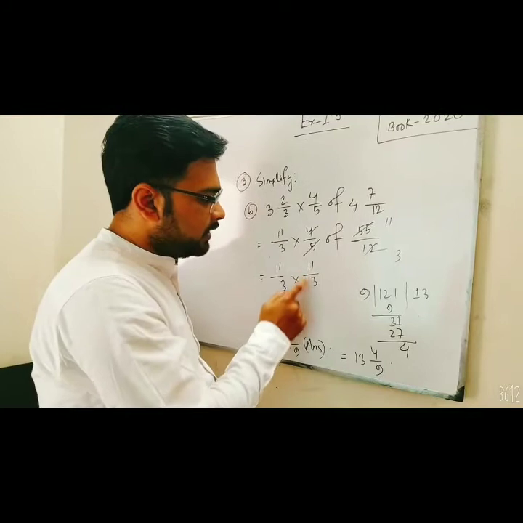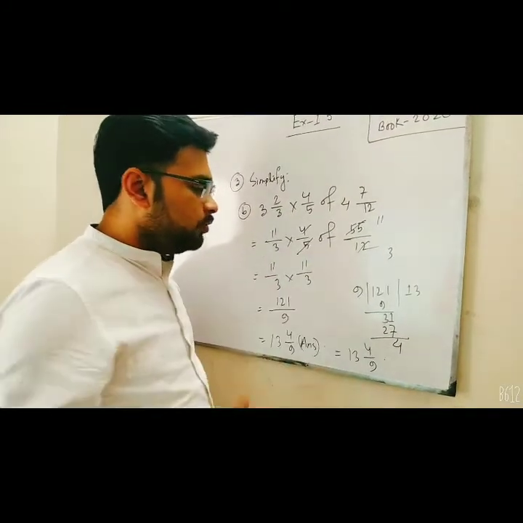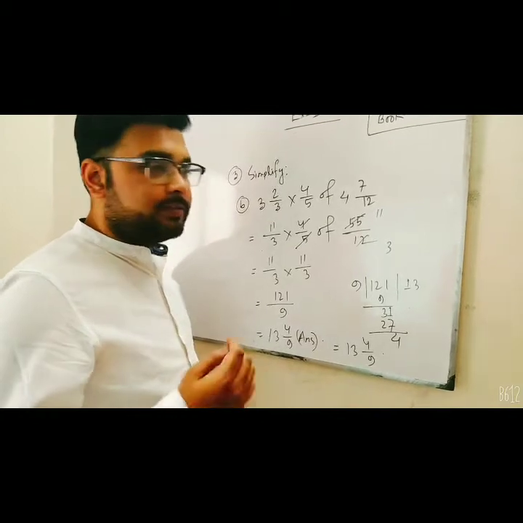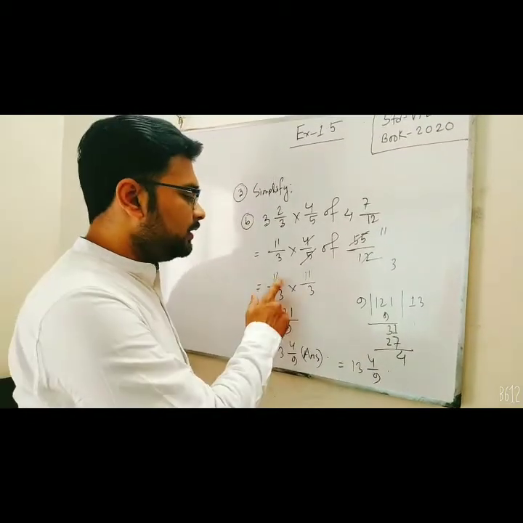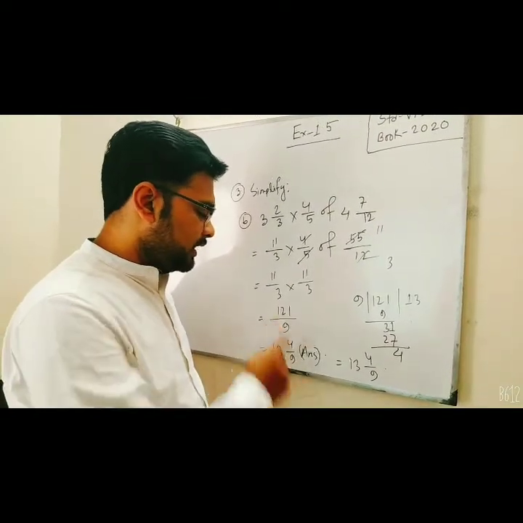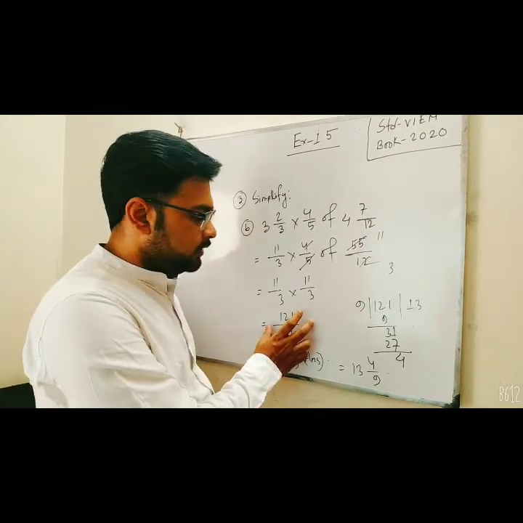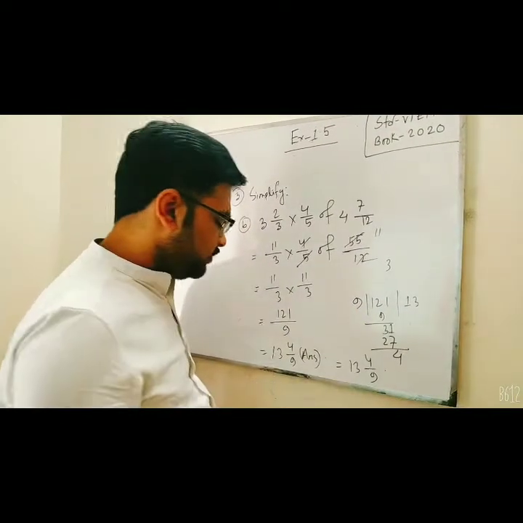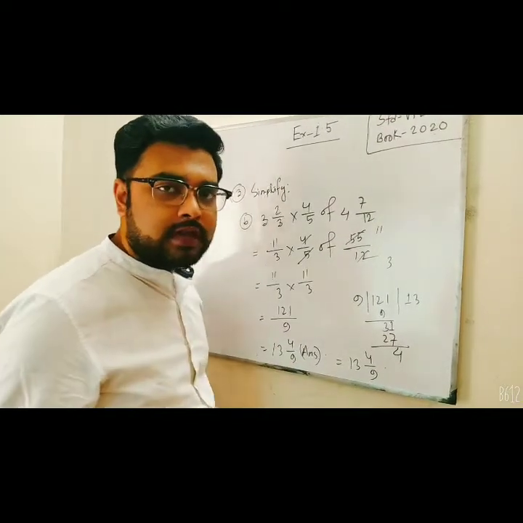11 by 3 is multiplied by 11 by 3, there is no cut down in the digits, so we will multiply it. Numerator is multiplied by numerator and denominator is multiplied by denominator. So 11 into 11, that means 121, 3 into 3, that means 9. That means it must be converted into a mixed fraction, and we can say the answer is 13 whole 4 by 9.